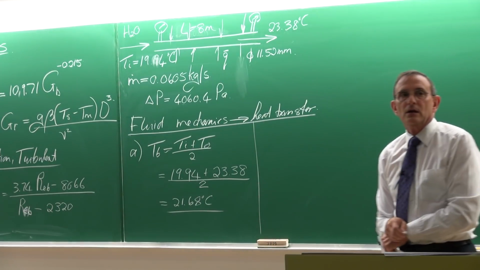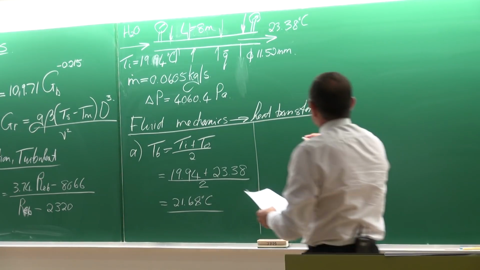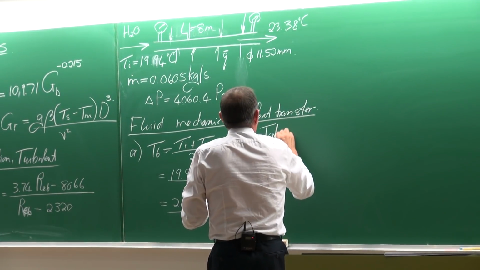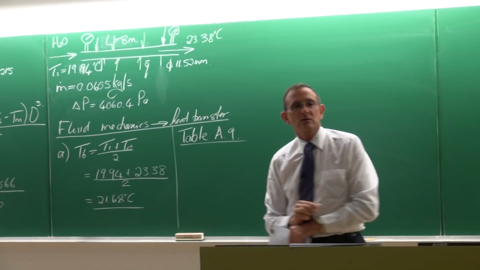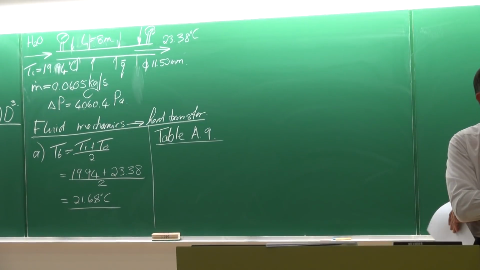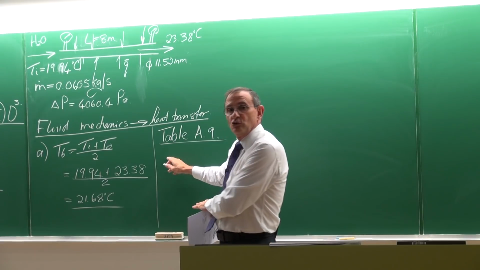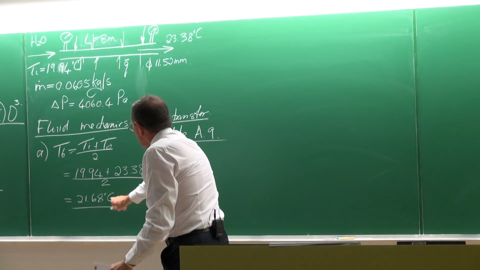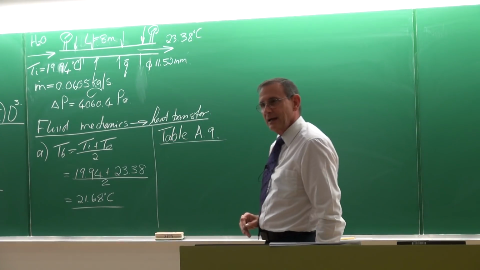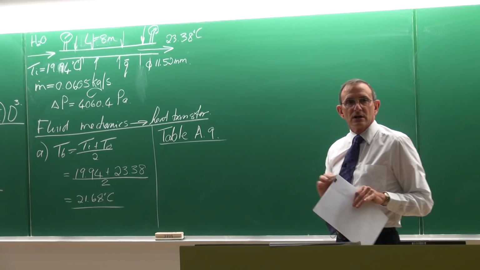Okay. Now if you look in your textbook, you will see for water in table A9 — before the end of the semester you will know table A9 very well — that you can get the properties at a temperature of 20, 25, etc. So there's not a value for 21.68. In exams and tests, yes, you can use 20, you can use the closest value.